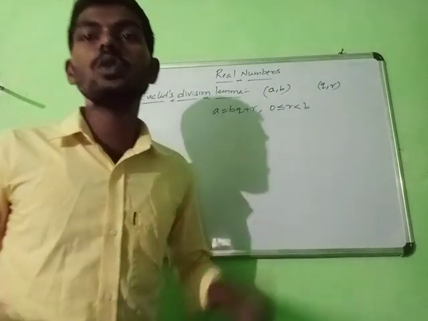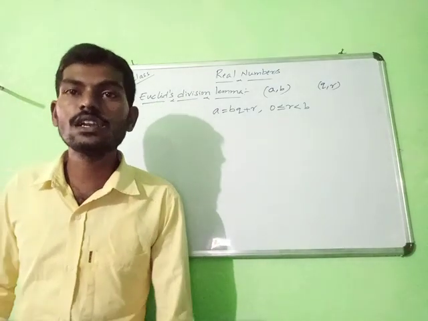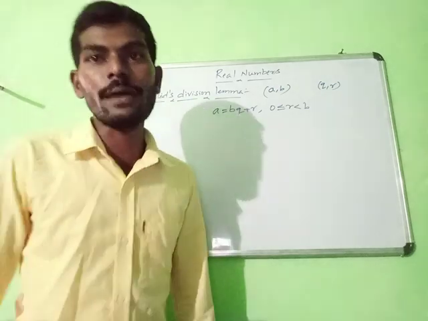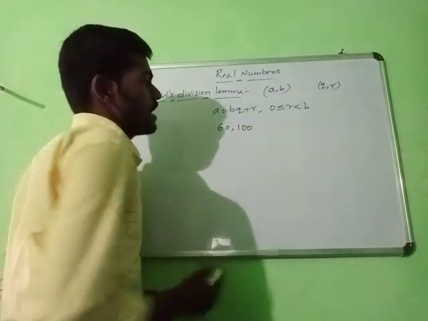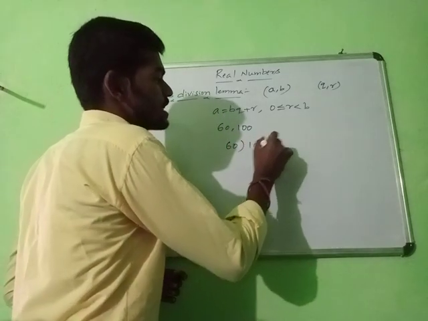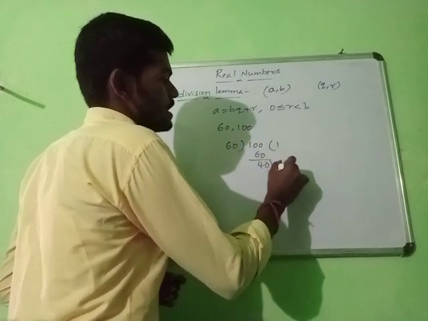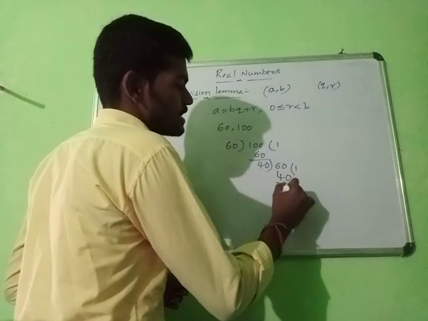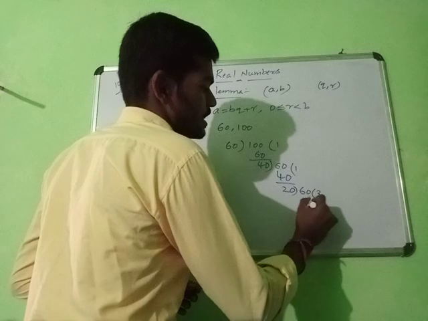Okay, and this Euclid's algorithm is used to find the HCF of 2 numbers. For example, find the HCF of 60 and 100. Take 60 here and 100 here. 60 ones are 60, how much will come? 40. Now take this 60 here and 40 here. 40 ones are 40, here is 20. Now take this 60 here.